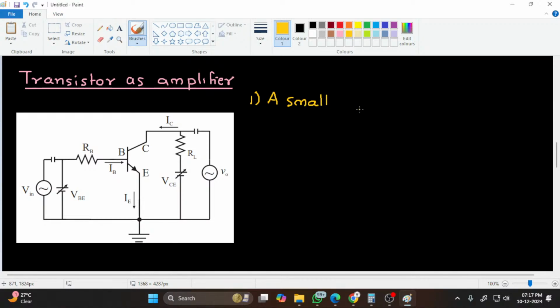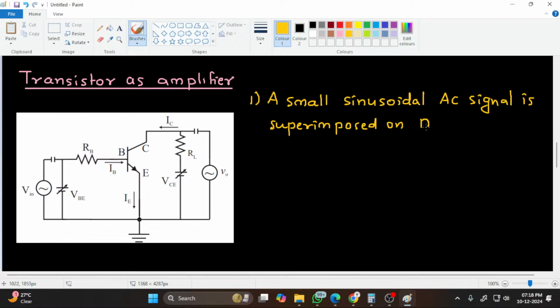A small sinusoidal AC signal is superimposed on DC. You can see it here. This is your AC signal and this is the DC battery which keeps the base emitter junction in the forward bias state.